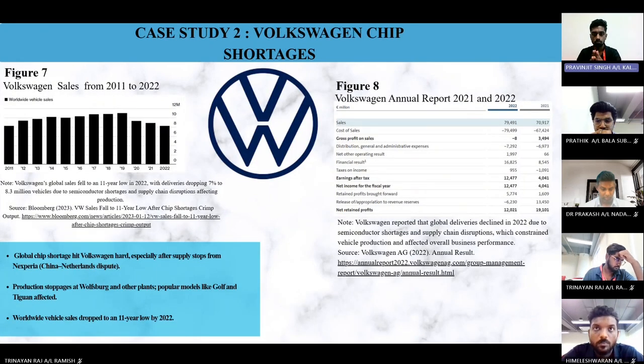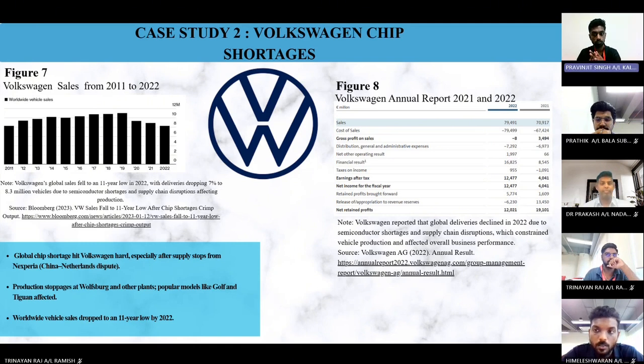Case study number 2, which is Volkswagen's chip shortages. First, I'll talk about Volkswagen's sales from 2011 to 2022. Figure 7 on the left shows Volkswagen's global vehicle sales fell majorly during the semiconductor shortage period, reaching an 11-year low by 2022.